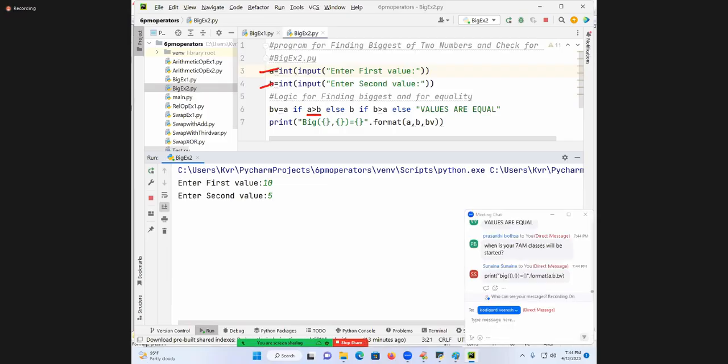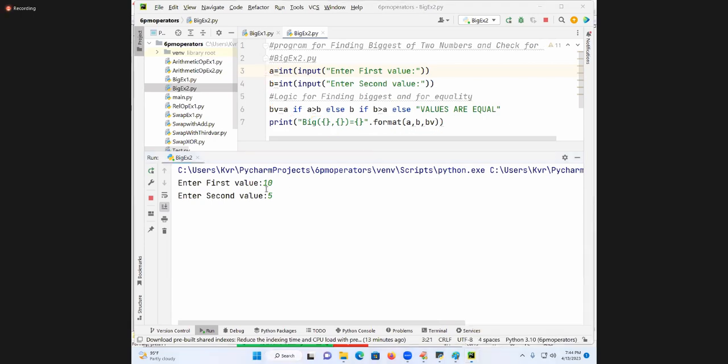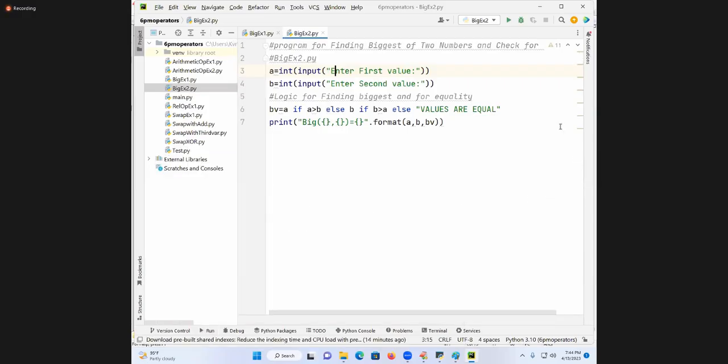10 greater than 5. True means what? A value. What is the value of A? Assigned to what? BV. So the answer is printed: 10 comma 5 is equal to 10. Following me? 10 comma 5 is equal to 10. Okay. That's the first A case over.